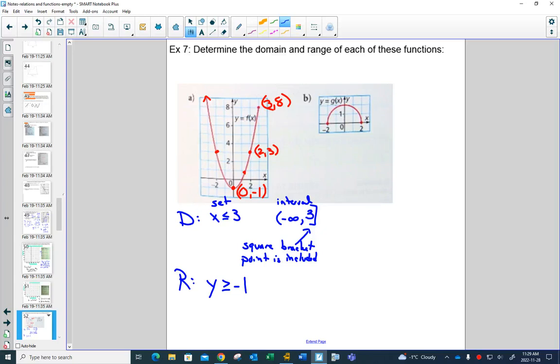In interval notation, does it have a smallest value? Yes, -1. Is -1 included? Yes. So we have a square bracket. Does it have a biggest value? No. So it goes up to infinity. Infinity always has a round bracket. Wait, so what do you mean by that? Does it have a bigger value?